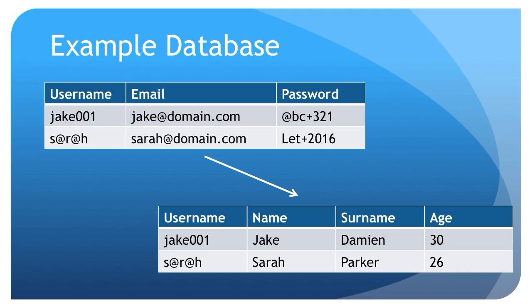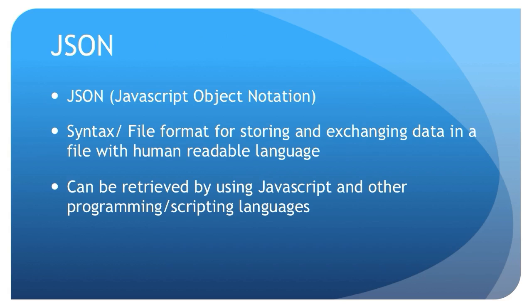Let's move on to another trend in technology that we use in web development for storing data. It's called JSON. JSON, which stands for JavaScript Object Notation. This is simply just syntax or file format for storing and exchanging data. The data in this file is written in human-readable language, which makes it easier to manage. This means that you can store your information within this file that we call a JSON file and then retrieve it from within your website.